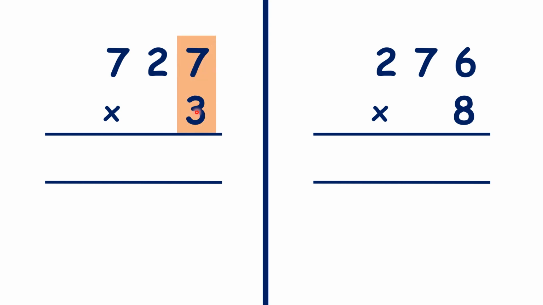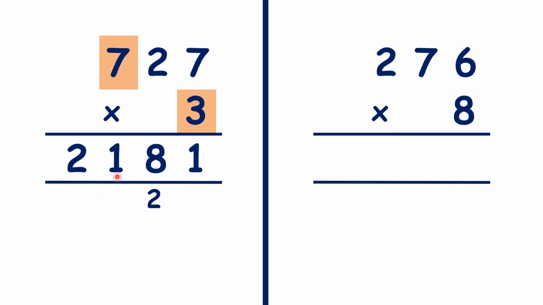7 times 3 is 21. 2 times 3 is 6, plus 2 is 8. 7 times 3 is 21. So our answer, 2,181. Now on to the second question.